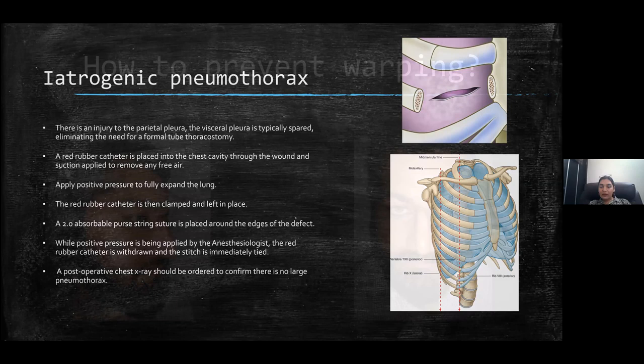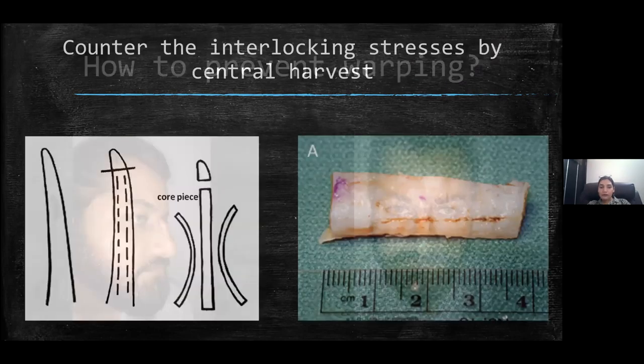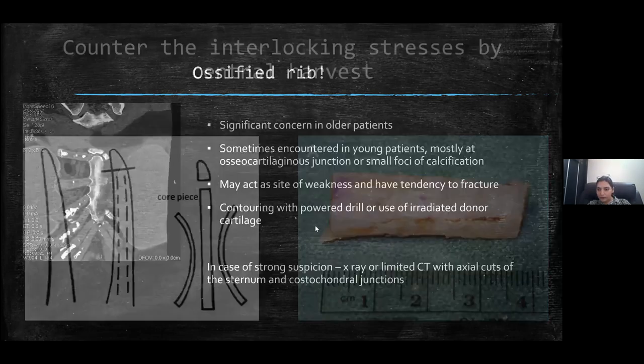Now, while you use costal cartilage, one must be very well versed with the theory of elastic forces of the cartilage. So to prevent warping, what we do is we use the core part of this cartilage. The periphery of the costal cartilage usually has these elastic forces which lead to warping. But if you use the core piece, the middle piece, which is slightly yellow in color, I don't think I have a picture of that.